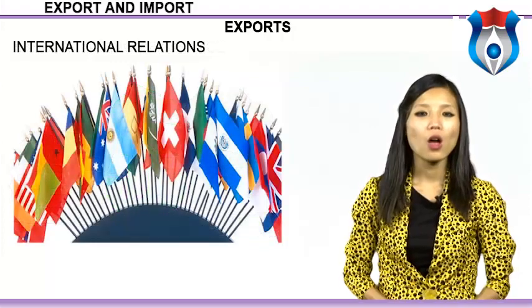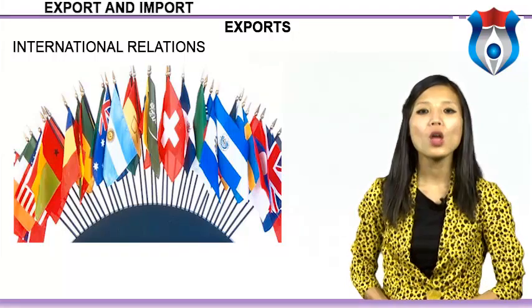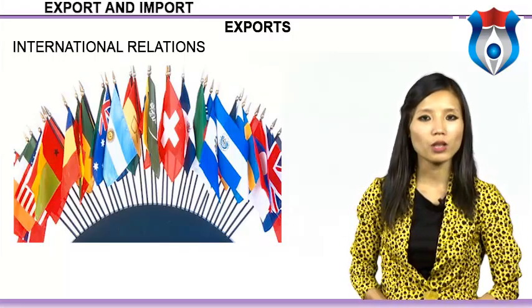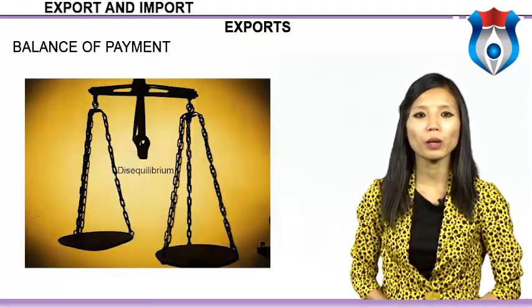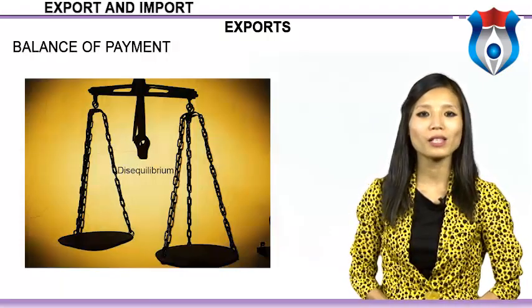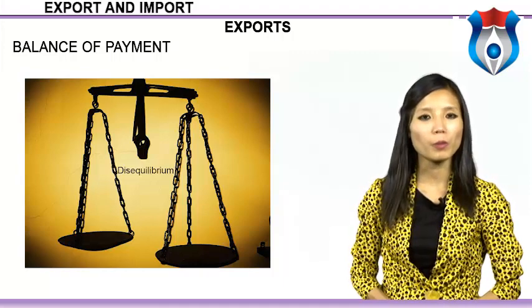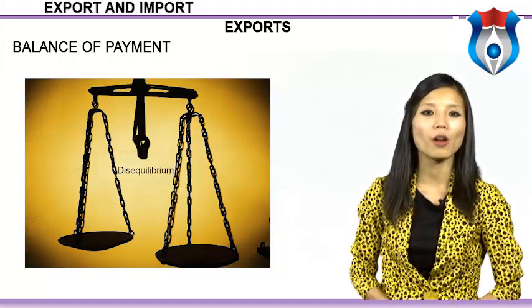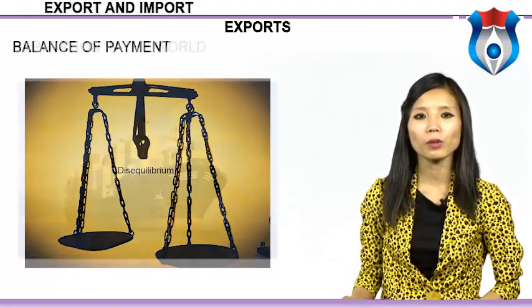International relations. Almost all countries of the world want to prosper in a peaceful environment. One way to maintain political and cultural ties with other countries is through international trade. Balance of payment. Large-scale exports solve balance of payment problems and enable countries to have a favorable balance of payment position. The deficit in the balance of trade and balance of payments can be removed through large-scale exports.